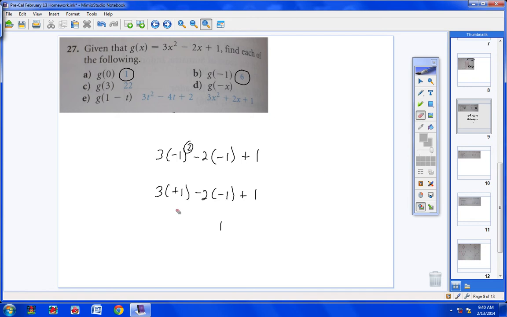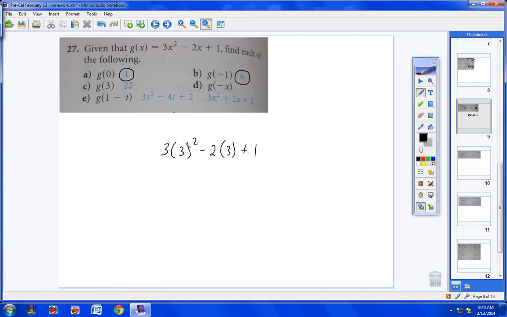Okay, moving on to letter C, we're going to put 3 in for x. So 3(3 squared) minus 2 times 3 plus 1. So you do your exponents first. 3 times 3 is 9. So now I have 3 times 9, negative 2 times 3, positive 1. This would be 27. This would be negative 6. This would be positive 1. And you'll get out 22 if you simplify those correctly.